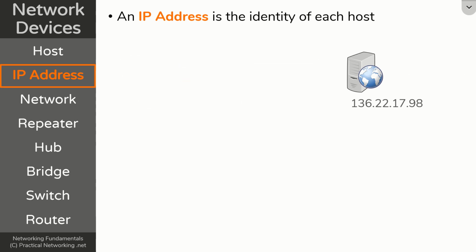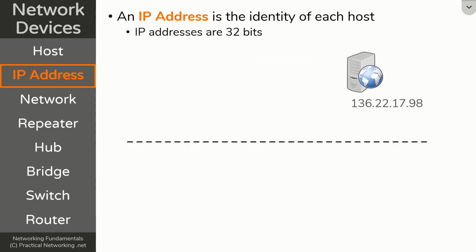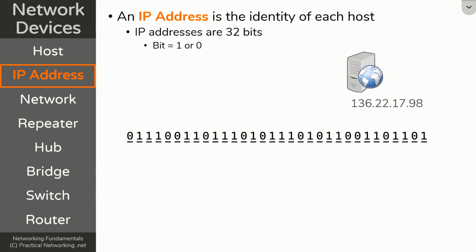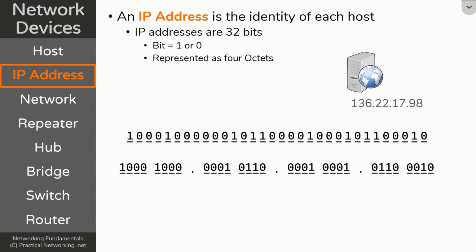Now, an IP address itself is really just 32 bits. A bit is a 1 or a 0, which means every single IP address is really just a different combination of 32 ones and zeros. What we do is we take those 32 bits and break them up into 4 chunks, which we call octets, and we convert each of those octets into a decimal number. This is how we get to what we know of as an IP address.